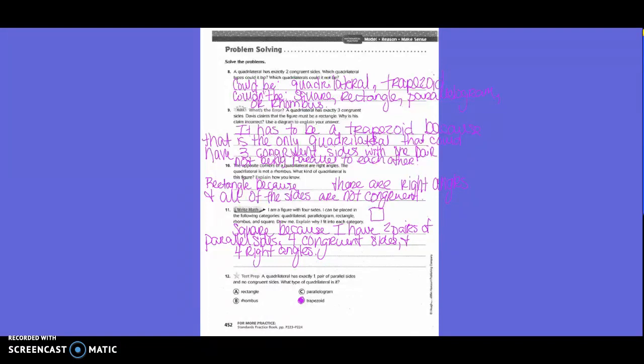Number 11, write math. I have a figure with 4 sides. I can be placed in the following categories: quadrilateral, parallelogram, rectangle, rhombus, and square. Draw me. Explain why I fit into each category. A square, because I have 2 pairs of parallel sides, 4 congruent sides, and 4 right angles. Number 12, test prep. A quadrilateral has exactly 1 pair of parallel sides and no congruent sides. What type of quadrilateral is it? And we said it was a trapezoid.